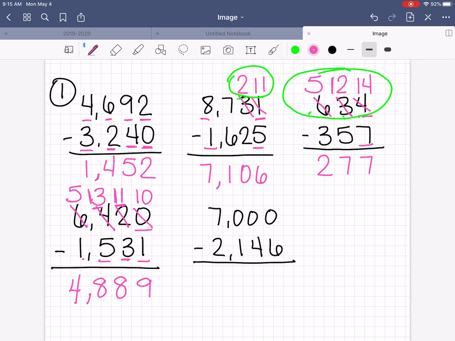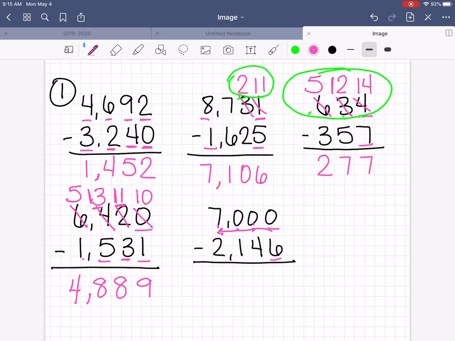Now, can I go 0 minus 6? Can I do that? No. Can I take? No, so I have to rename. Can I take from that 0? Can I take something from there if there's nothing there? No. Can I take from there? No. So this is actually coming up on our math papers very soon, and I will talk about it again. This is where we have to go all the way over and take from the thousands place first.